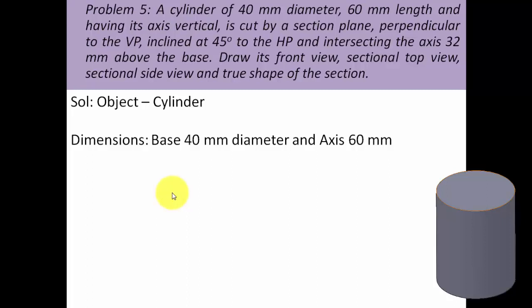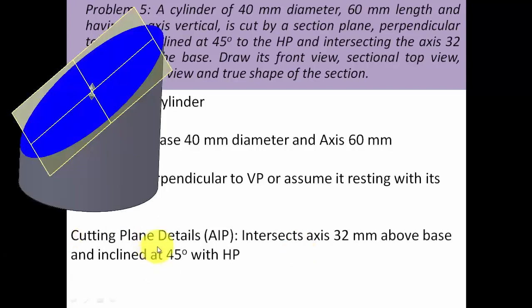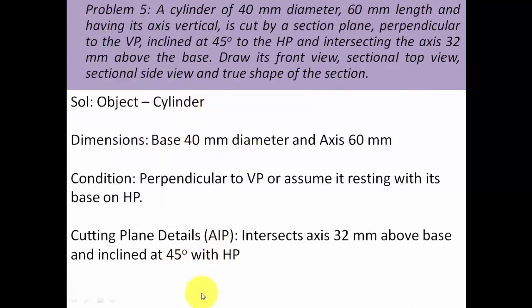So let's go ahead and write down this condition: the axis is perpendicular to VP, or assume it resting with its base on HP. All right. Now let's write down the details associated with the cutting plane. It's an auxiliary inclined plane. This sort of a plane, AIP, is inclined to the horizontal plane and at the same time is perpendicular to the VP. It is intersecting the axis 32 mm above the base, at the same time maintaining an angle of 45 degrees. So we're going to be making sure that all these details appear perfectly in our drawing.